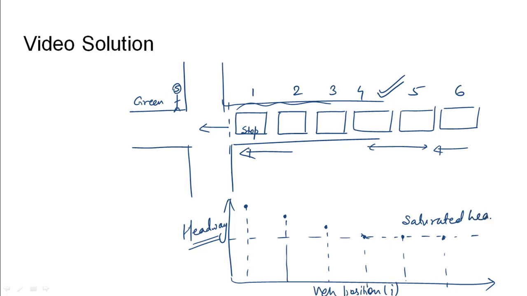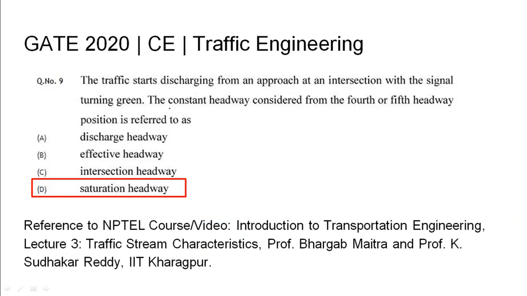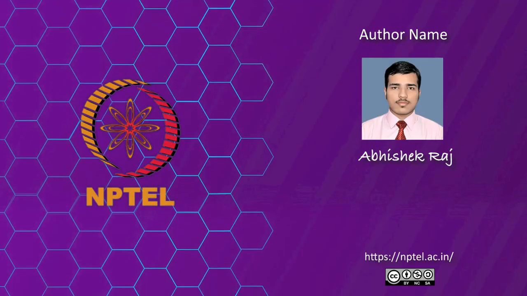So this is known as the saturated headway, generally indicated by the letter H. If a signal has turned green, the headway from the 4th or 5th vehicle onwards saturates at a certain level which is generally lower compared to the headway used by the initial vehicles. So as we saw, the constant headway considered from the 4th or 5th position is known as the saturation headway, that is option D. The relevant NPTEL reference has been listed.